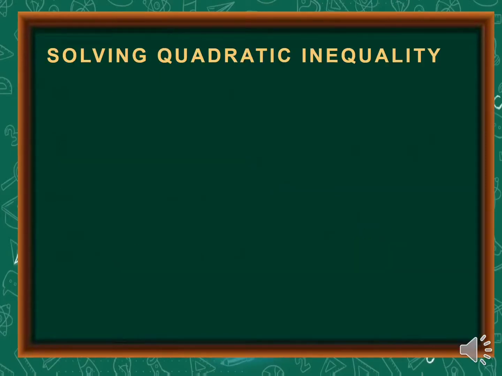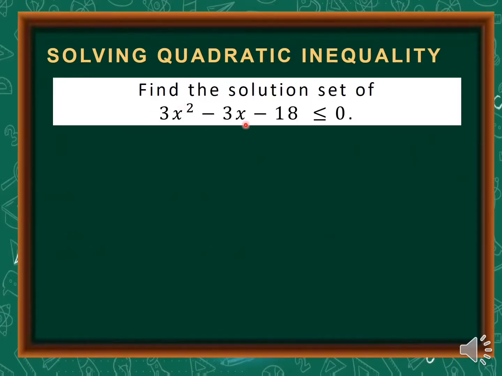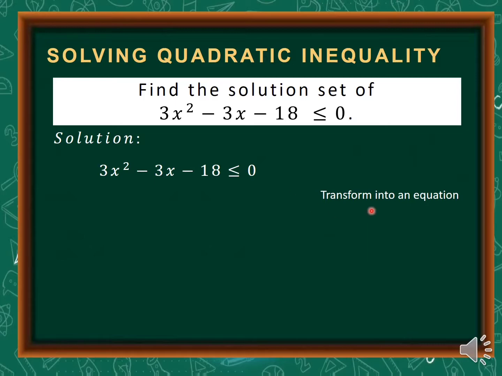This time, I'm going to show you how to solve quadratic inequality. The given is: find the solution set of 3x squared minus 3x minus 18 is less than or equal to 0. So, how are we going to do this? This is our solution. The first step that we need to do is to transform it into an equation. Instead of using the inequality symbol, we will use the equal sign. That is the first step in solving quadratic inequality.